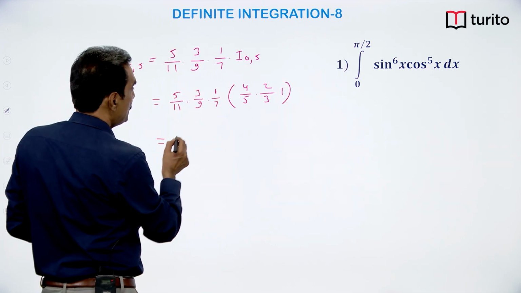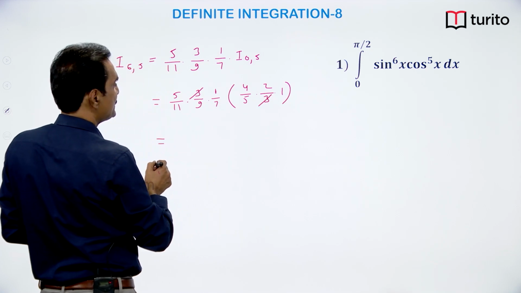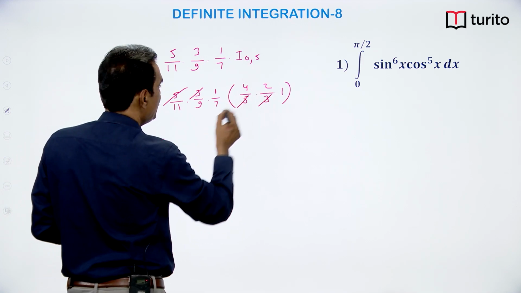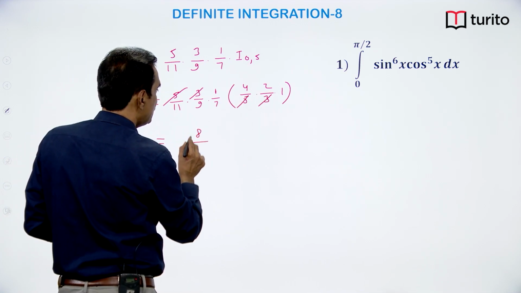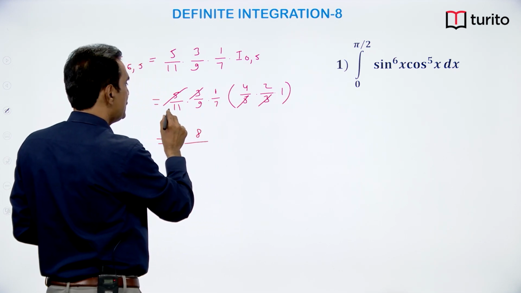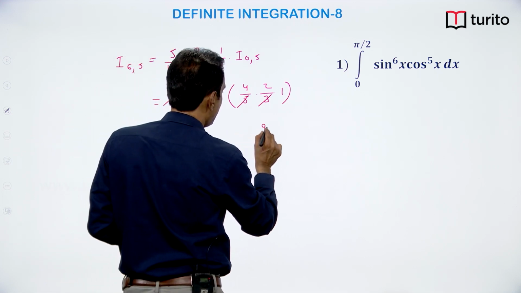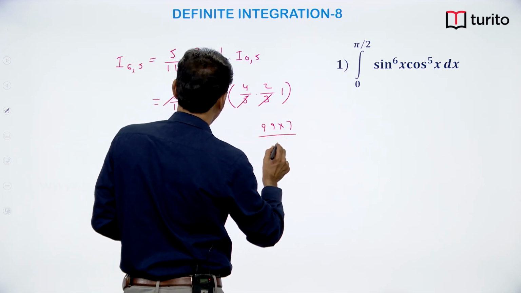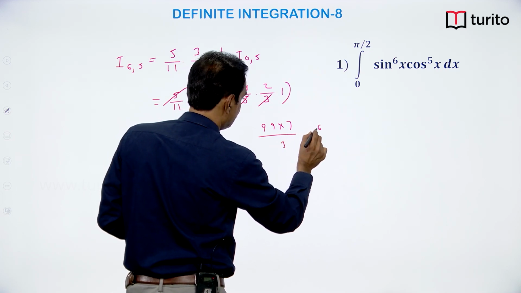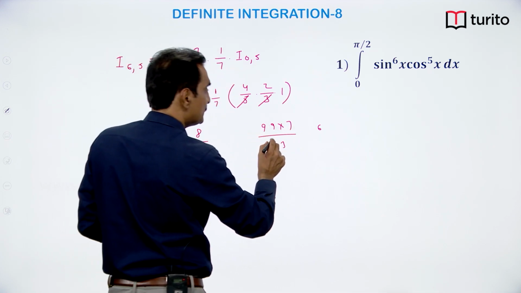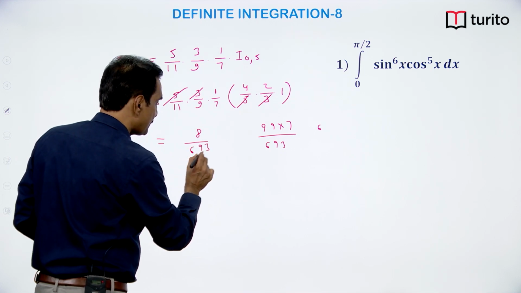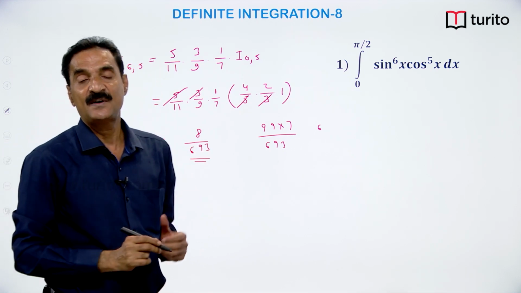Now you calculate the value. 3 cancels, next 5 cancels, that is all. 4 into 2, 8 by 9 into 11 into 9 into 7, that is 99 into 7, that is 693. So this is the value of the integral.